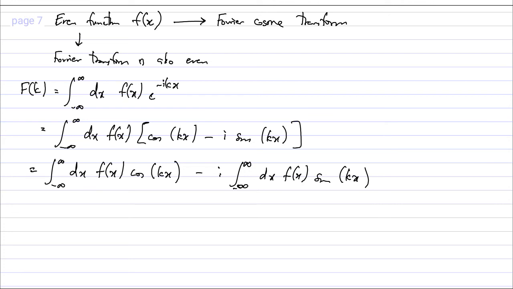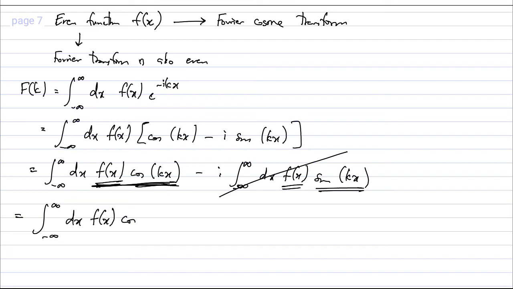So this means that this is an even function. Cosine is also an even function. So this is an even function. Okay, this is an even function. This is an odd function. Even multiplied by odd function is an odd function. So the integral from minus infinity all the way to infinity will give you 0. So this goes away, and you're just left with the integral from minus infinity to infinity dx f of x cosine kx.